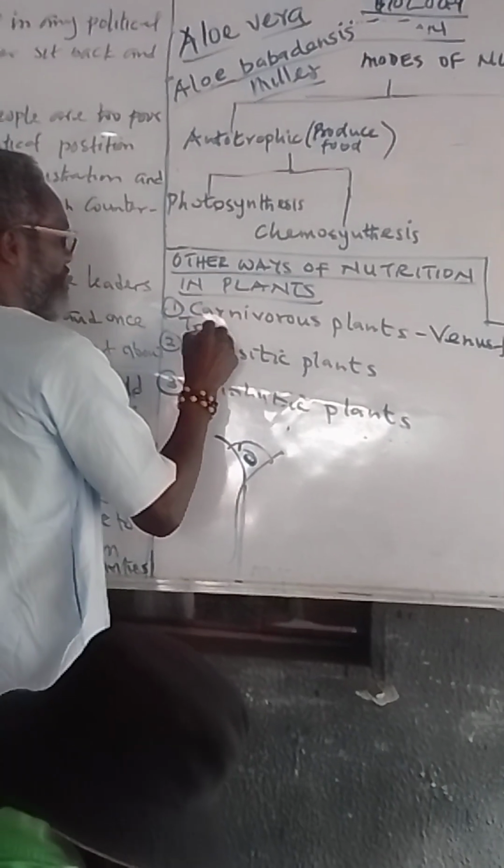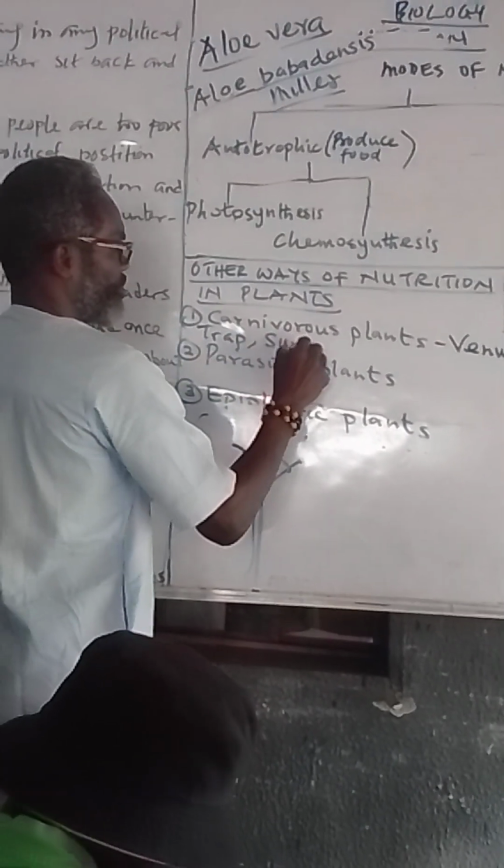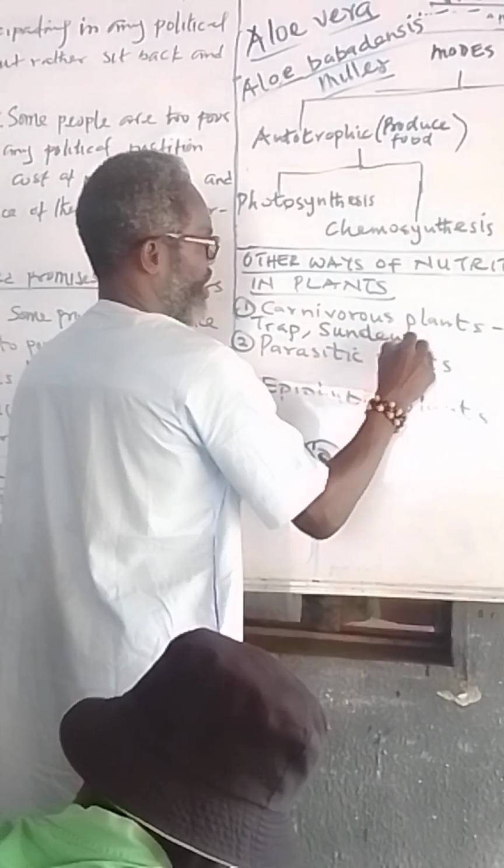Venus flytrap. Chihuahua plant. Sundew. Chihuahua plant. And pitcher plant.